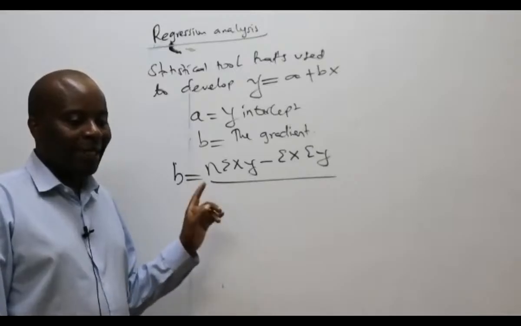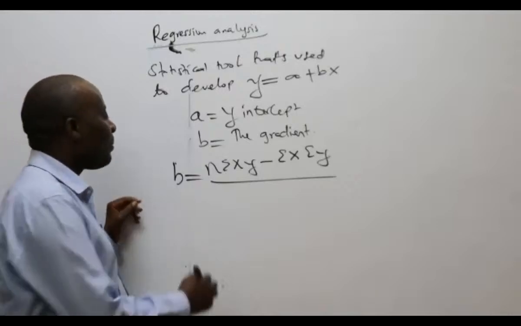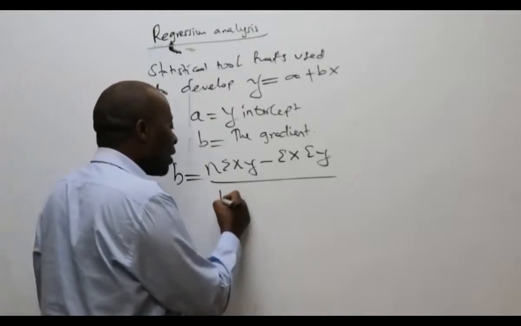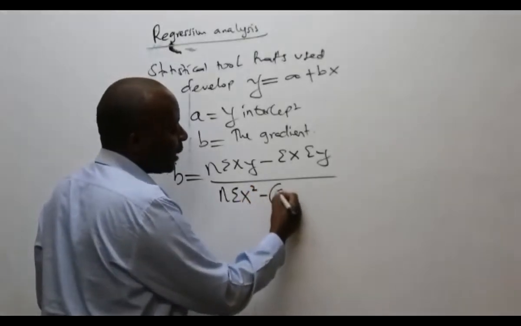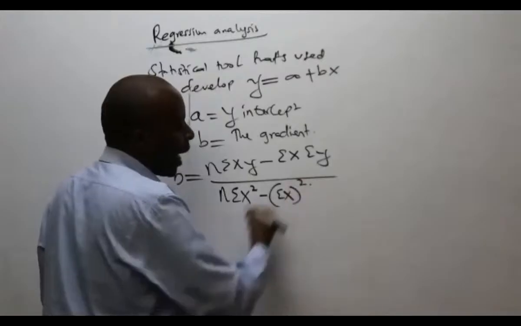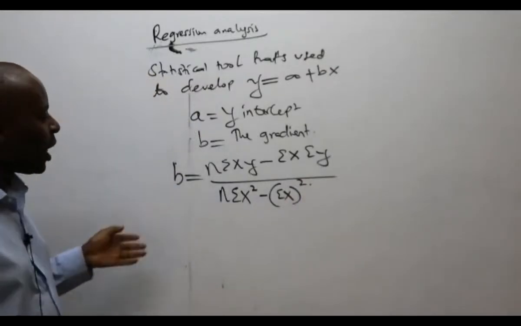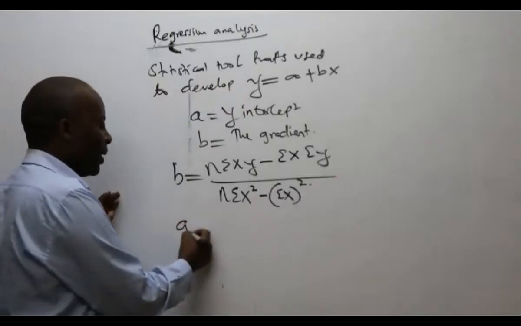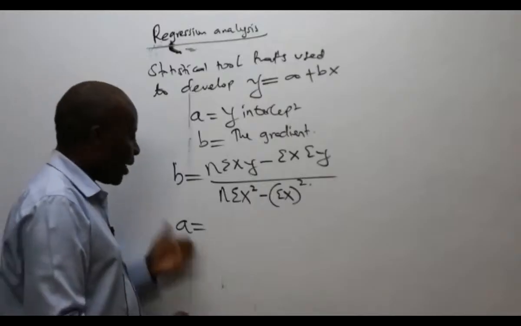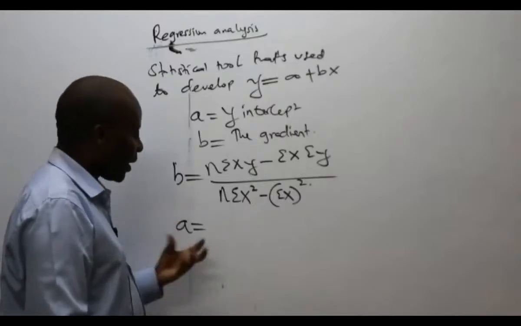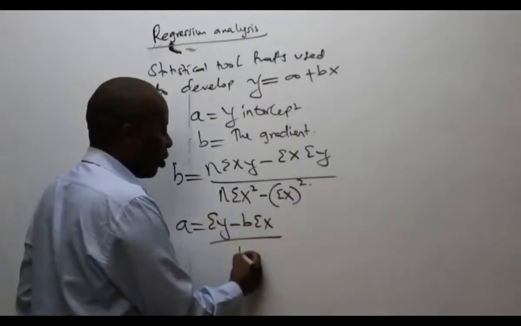How about the denominator? You can see what Bwana Amaya is saying. Amaya says that to get the denominator here, we shall be taking n summation of x squared minus, in brackets, summation of x, squared. So this is very important for us. To help you very quickly, to get a, which is the intercept, we normally take summation of y minus b summation of x, all over n.